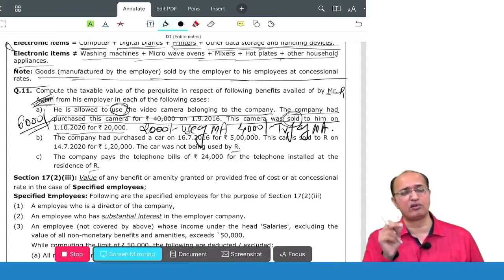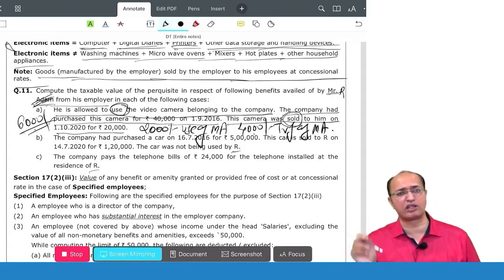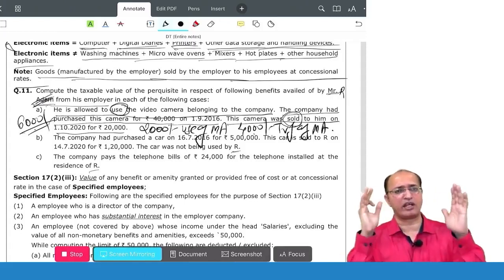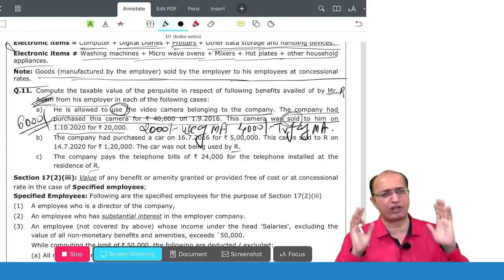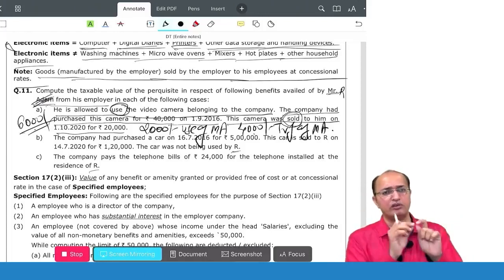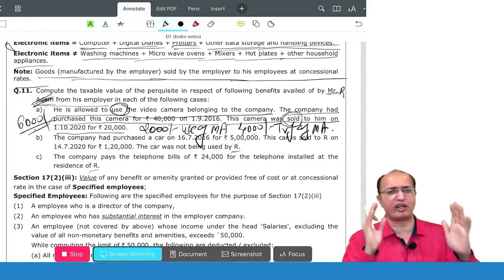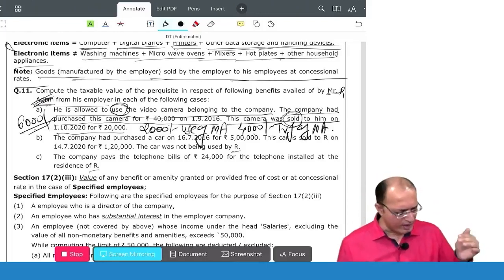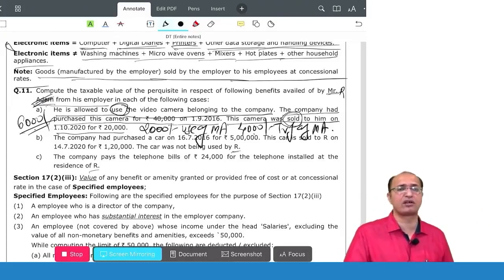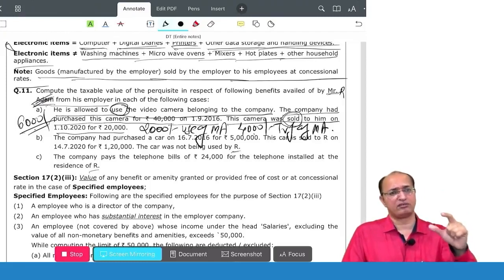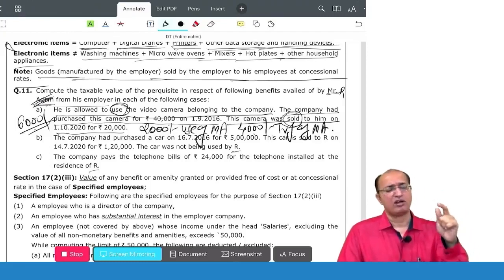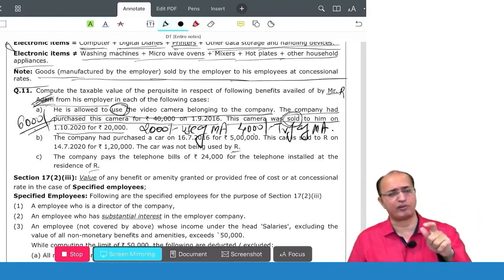Employees are allowed to use the camera belonging to the company. We are calculating income for 2021, so all these statements are given for 2021. You can use the camera of the company during the financial year 2021. Why is the information of 1st September 16 given to you? So that you can calculate the period. You can calculate the valuation of perquisite for transfer of movable asset now. You are required to deduct the depreciation for each completed year.